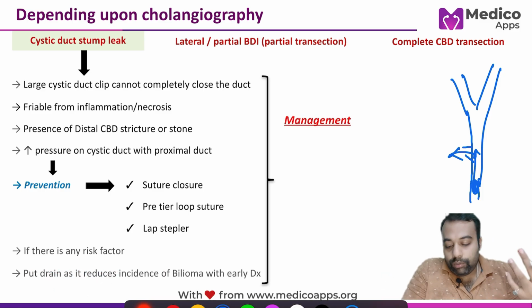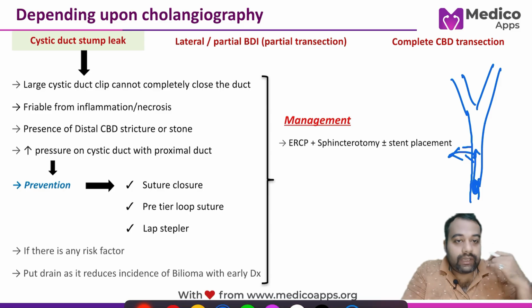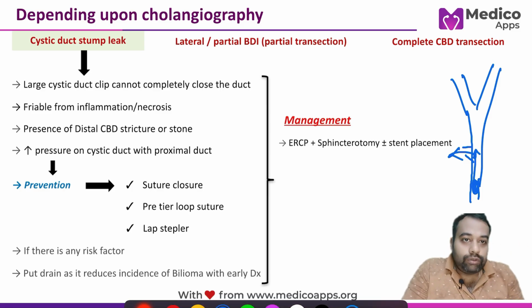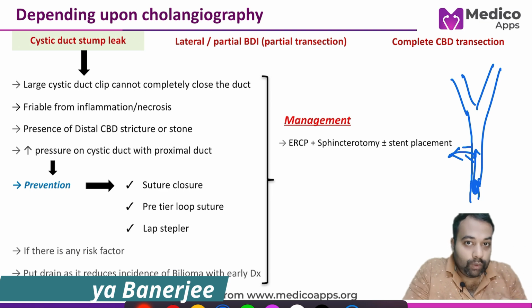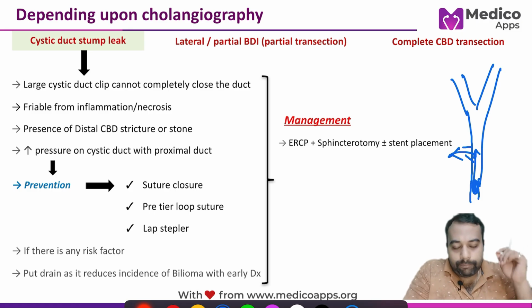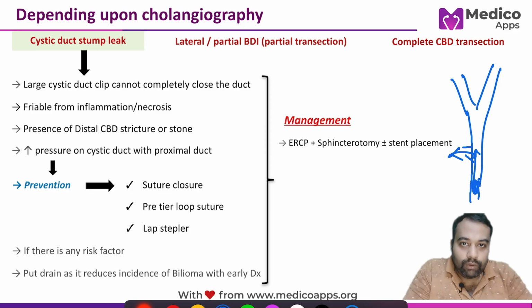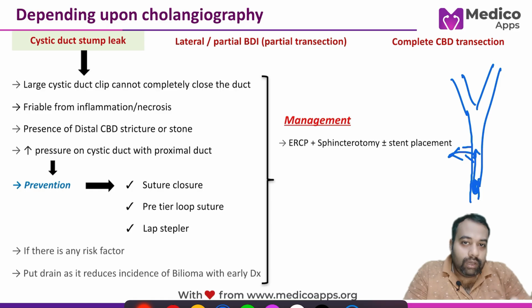Now let's try to understand the management of a cystic duct stump leak. So the cystic duct stump leak is eventually treated with ERCP. With the ERCP, first of all, we go for a sphincterotomy. Okay, so a sphincterotomy is done, followed by, sometimes or most of the time, we have to place an ERCP stent. As a result, obviously the whole biliary flow would be maintained.